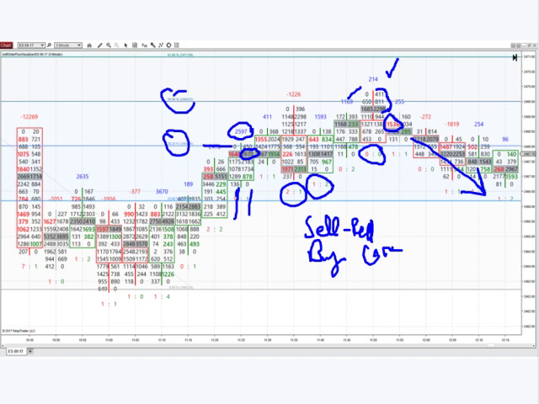When buyers and sellers equalize, price stops going up or stops going down. So lots of really great stuff inside of the order flow.